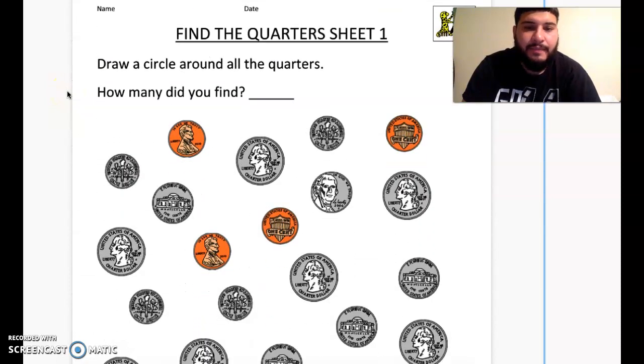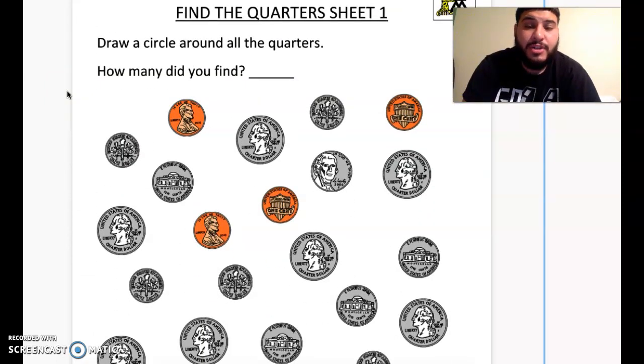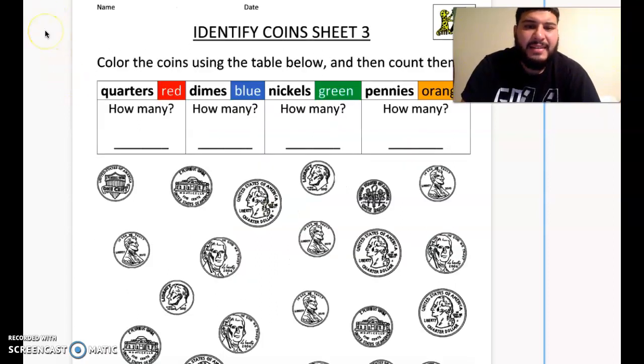Next activity. Find the quarters, sheet 1. Draw a circle around all the quarters. How many did you find? Next activity. Identify coins, sheet 3. Color the coins using the table below and then count them. The quarters are red, dimes are blue, nickels are green, and pennies are orange.